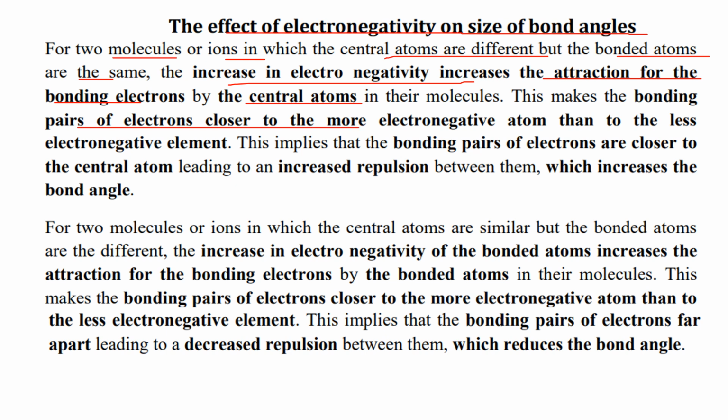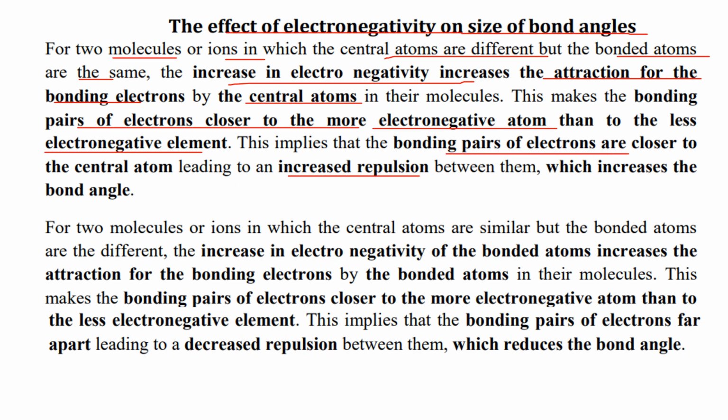The more they become closer to the more electronegative atom than the less electronegative element, the more the electron density around the central atom increases, and this increases repulsion between the different bonding pairs, which causes an increase in the bond angle. So we are going to be looking at that in detail. This is just a simple explanation of what I was talking about.